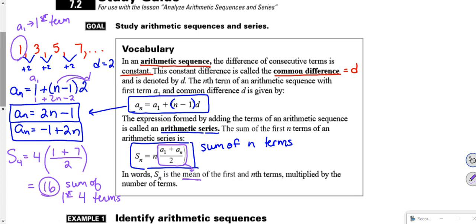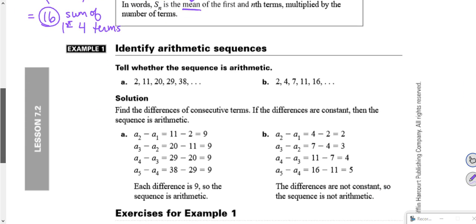Okay, all right, now let's look at some of the examples here. Tell whether the sequence is arithmetic. You can tell they did it very methodically here on part A. I always just kind of say, okay, to get from one to the other, I added 9. I added 9. I added 9. Yep, it is arithmetic, and my D would be 9.